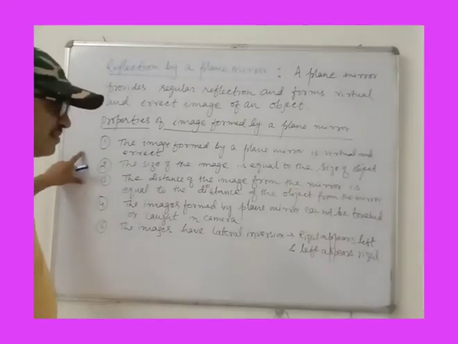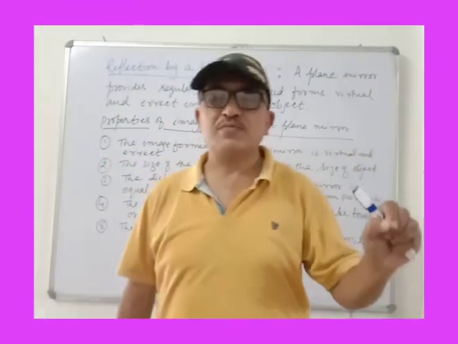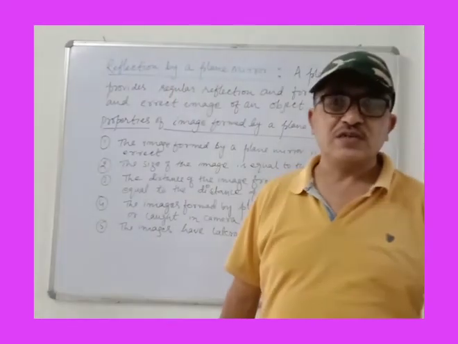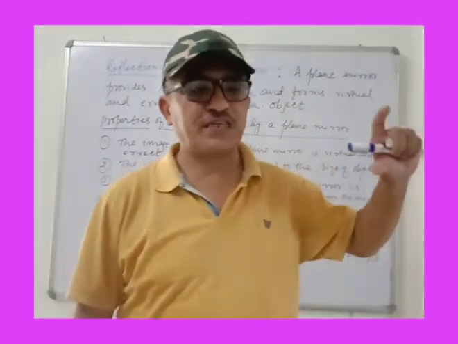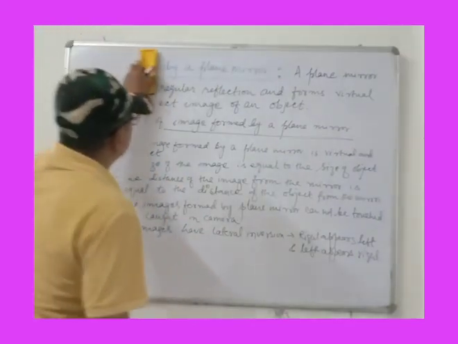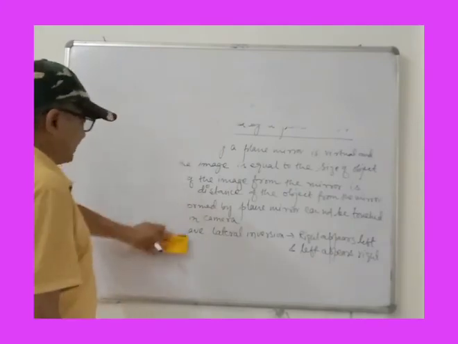Now we will practice how to draw the ray diagram to form the image of a point object and also the image of an extended object by plane mirror. Clear? I will remove it. Thank you. Understanding?